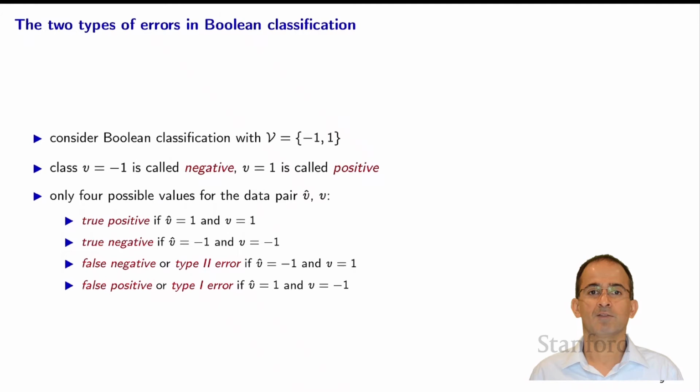If V hat is 1 and V is 1, then that's a correct prediction, and we would call that kind of prediction a true positive. If V hat is -1 and V is -1, that's also a correct prediction, and we'd call that a true negative. And then there are two different types of errors we can make. It could be that V is 1, but we predict that V hat is -1, and that's called a false negative or a type 2 error. Or it could be that V is -1 and V hat is 1, and that's called a false positive or a type 1 error.